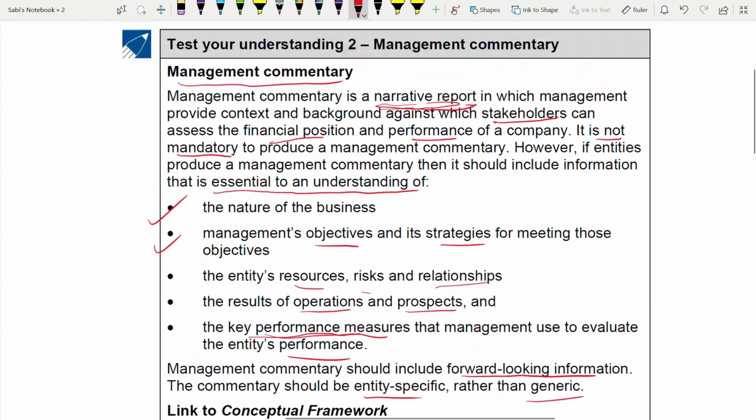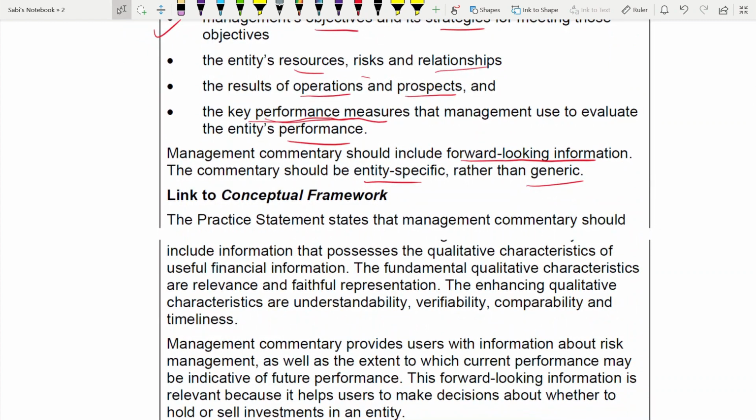Now we are coming towards the link. How are you going to link this to the conceptual framework? Remember, just because management commentary comes under current issues does not mean that you only read about management commentary. No, you have to know the conceptual framework also to link this answer. You need both pieces of knowledge: one is management commentary, on the other hand, the conceptual framework. Management commentary you will get from this lecture.